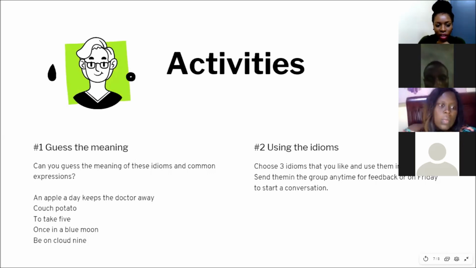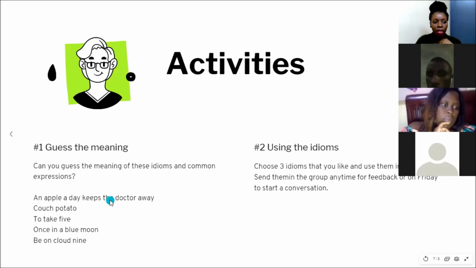So to take 5 is to take a break. An apple a day keeps the doctor away is to say that it's better to eat healthy than to go to the doctor all the time.